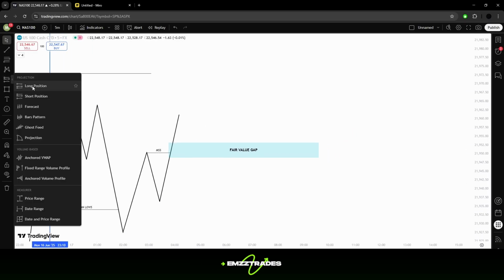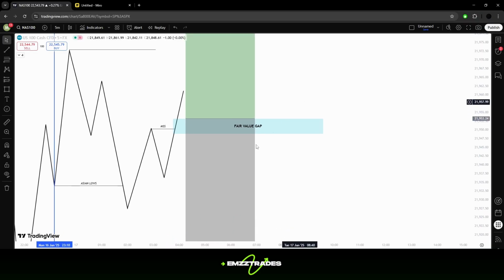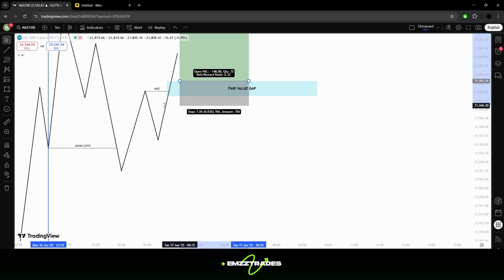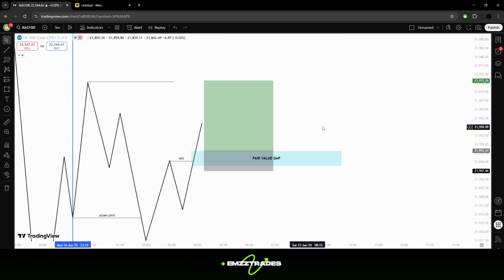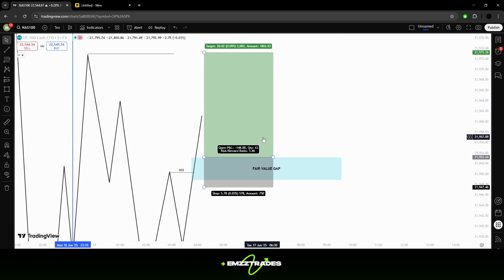So now what we're going to be doing is going long position in this right here. We're going to be placing our stop loss just around this area, first candle of the FVG, and we're going to be placing our take profit at Asian session highs. And as you can see, it's a very, very good 1 to 3 risk to reward ratio trade, and this is such an amazing setup.